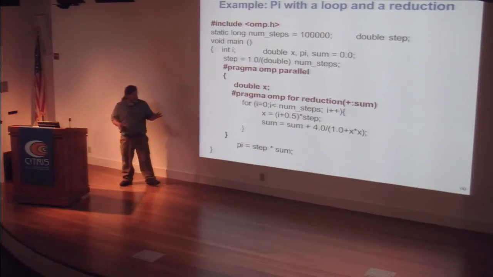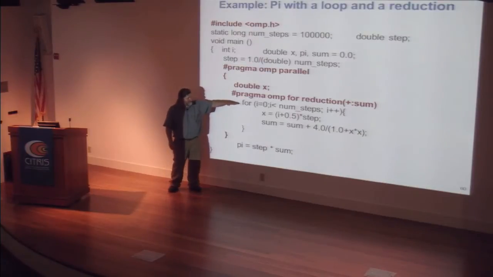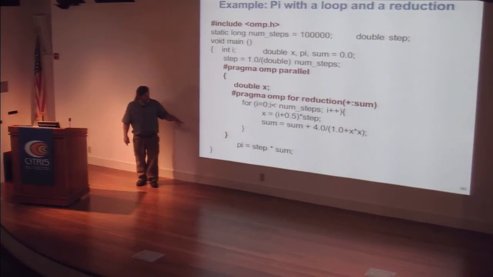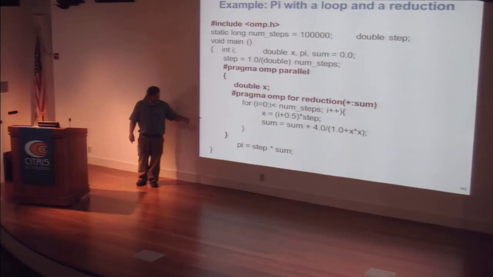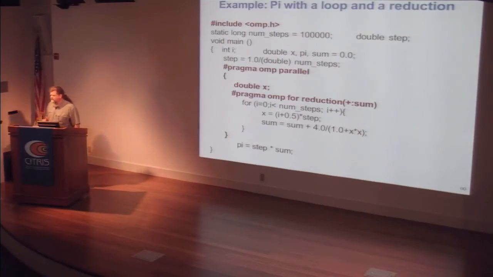And that's fine. That works, but it'll give me the wrong answer for this program, because the reduction says create a private copy of sum for each thread, do the accumulation into that. When you get to the end of the parallel loop, combine all those, then combine that with whatever value you initialized it to out there. So my answer in this case would be pi equals step times sum, so it would be pi plus step size times 4, right? Because I'd be adding 4 to whatever my accumulated sum was.